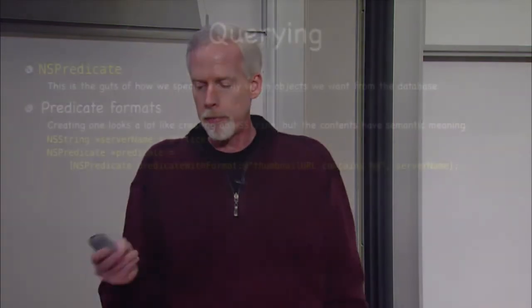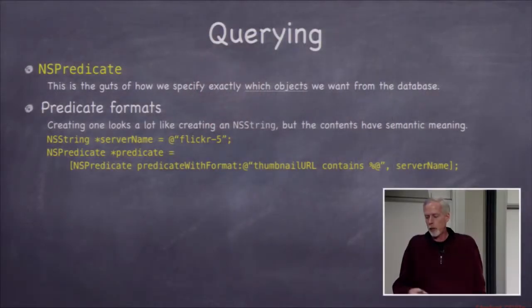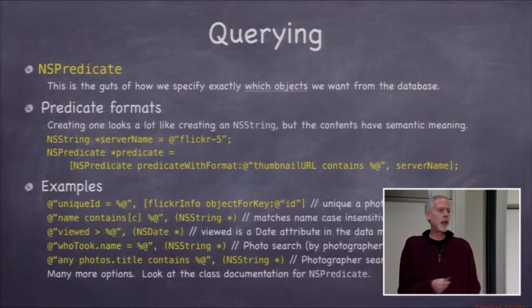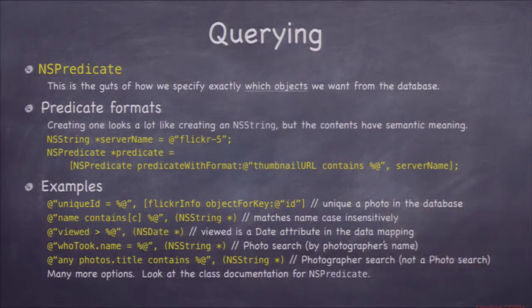Okay, so you see this one's contains. Contains means, you know, that string is contained in the other string, exactly what you want. So contains is one of the words in this little language for setting up predicates. Here's a whole bunch of other examples. I'm not going to teach you all of predicate today. You're going to have to look at the NSPredicate documentation to see what it can do. But here's a bunch of examples. Obviously, you have equals. So you can say unique ID equals %@, maybe the Flickr photo's unique ID. You can say name contains square bracket C. That means contains case insensitively. Okay, so that's part of the thing.